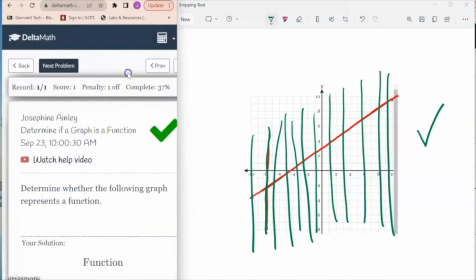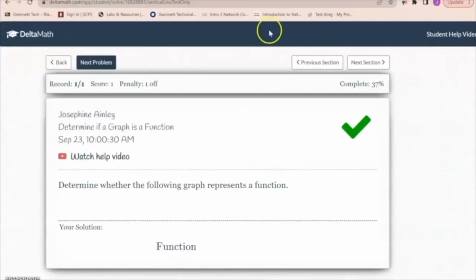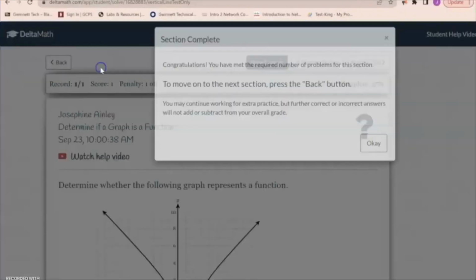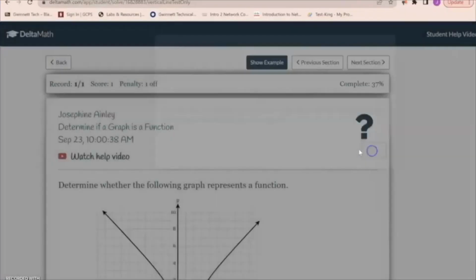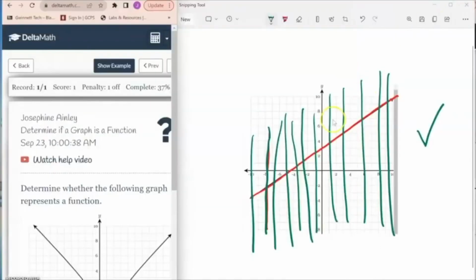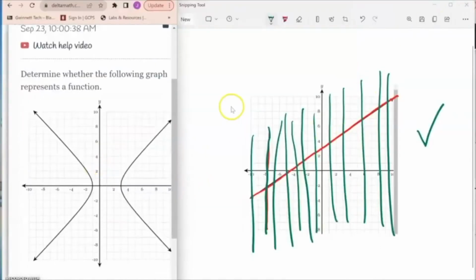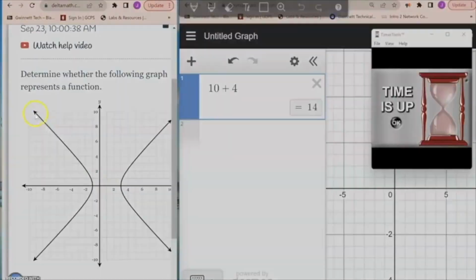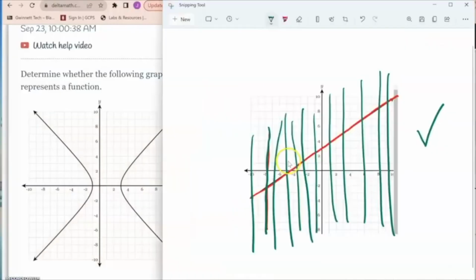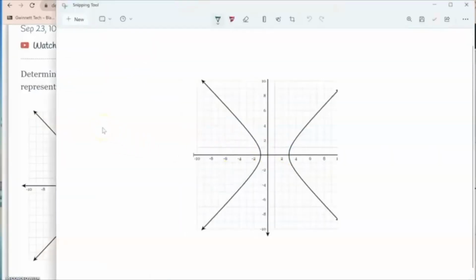Next problem. It's not going to let me do another problem. Pause. Next problem. Oh, good. Okay, congratulations, whatever. All right, so here's another problem. Again, I'm just going to do the same thing. I'm going to do a vertical line. So I'll draw the original graph. This is the graph. It looks like this and like that.